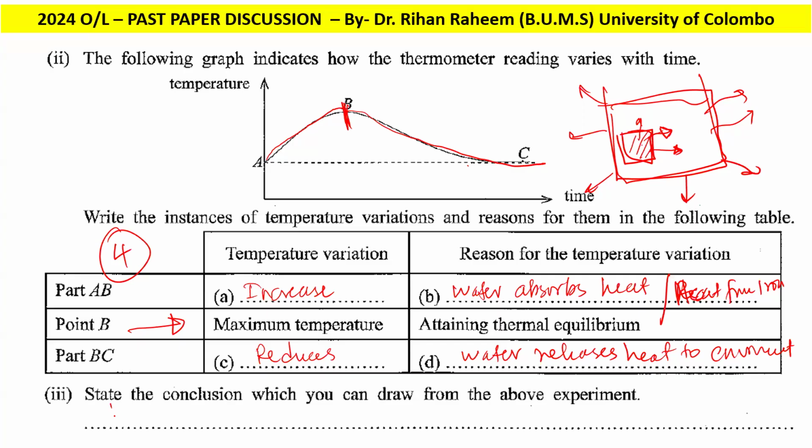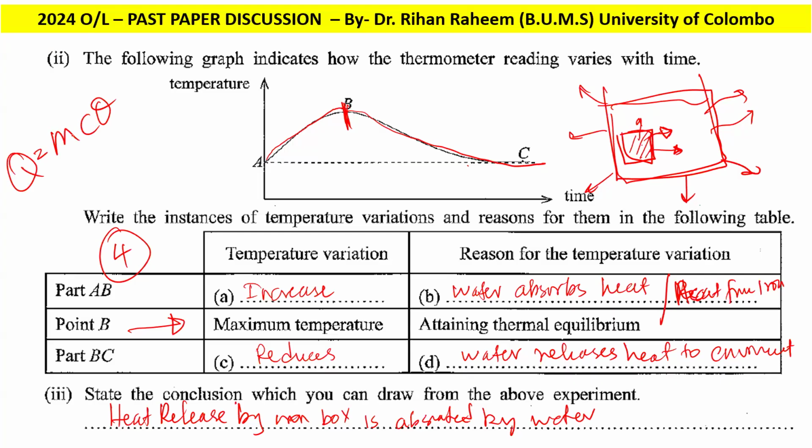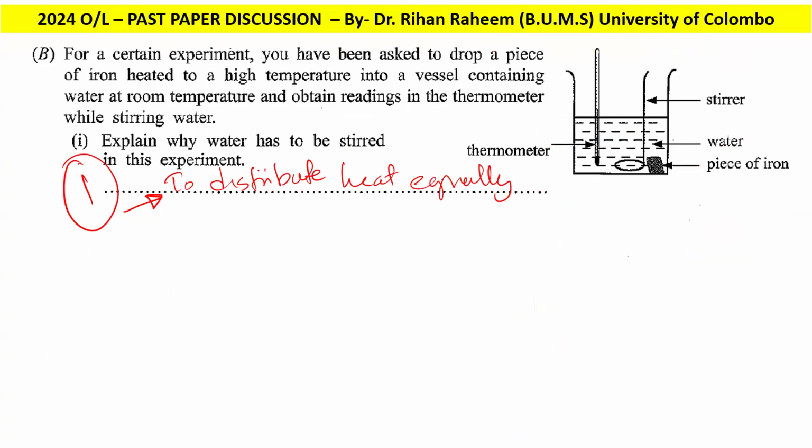Okay, first you can write heat released by iron rod or iron box is absorbed by water. By reading the temperature, we can do the calculation mc theta and get the amount of heat released. Okay. For that only we do this experiment, no, in the heat lesson.